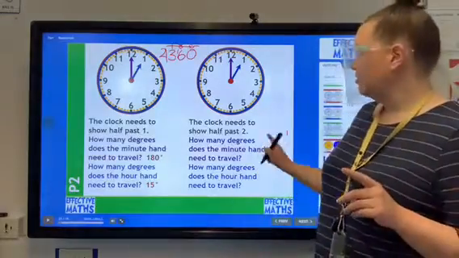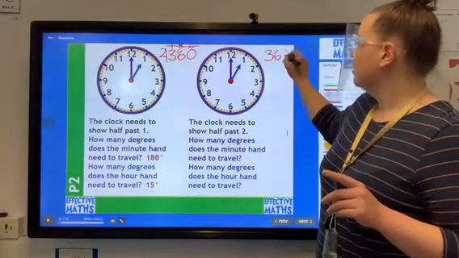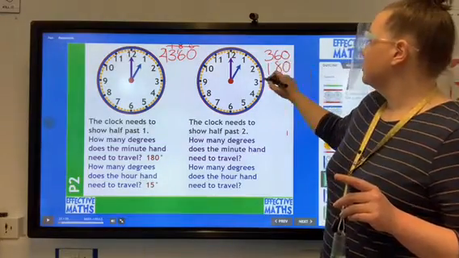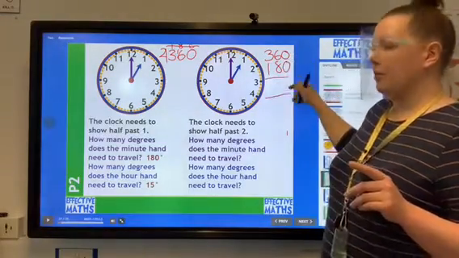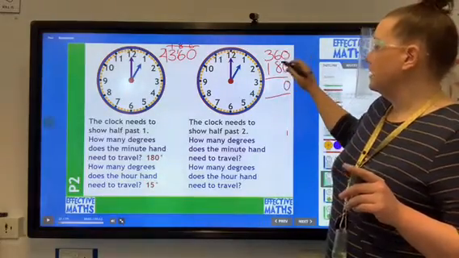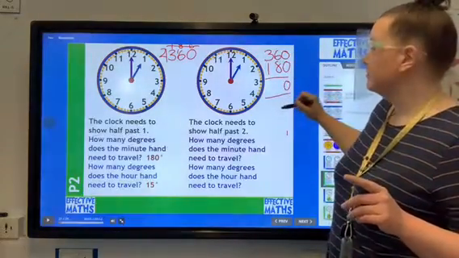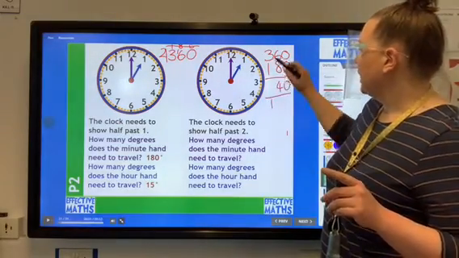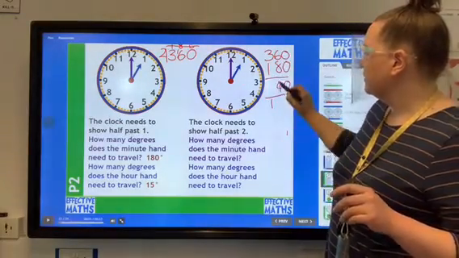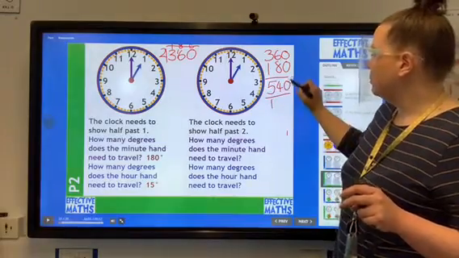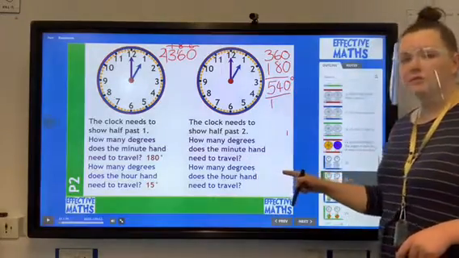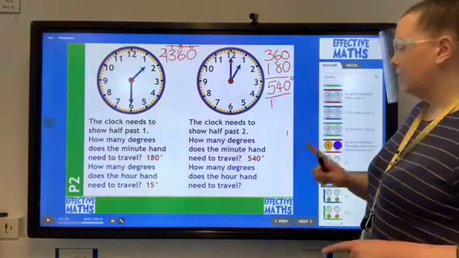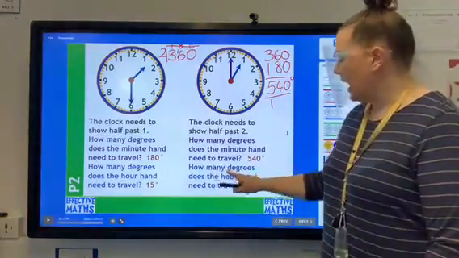So it'd be 360 plus 180 degrees. And 0 add 0 is 0, 6 add 8 is 14. Okay, 3 add 1 is 5. So how much has it moved round? 540 degrees.